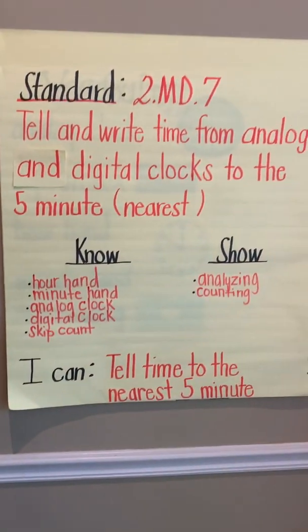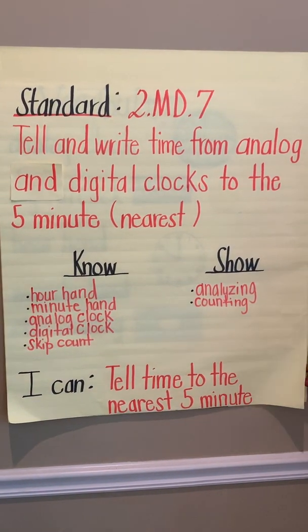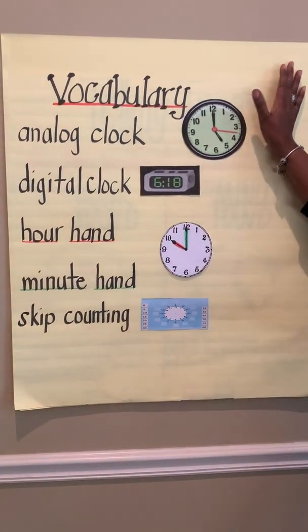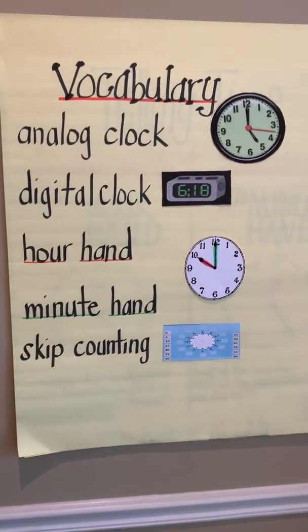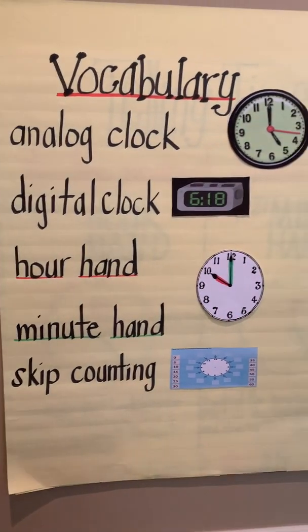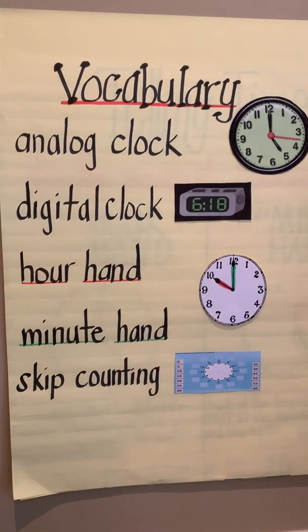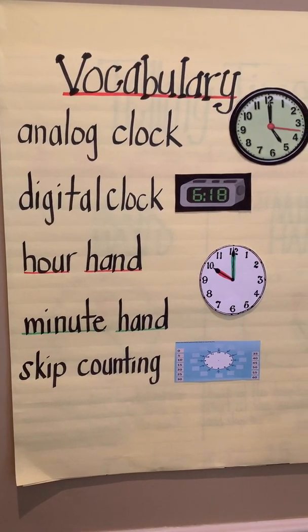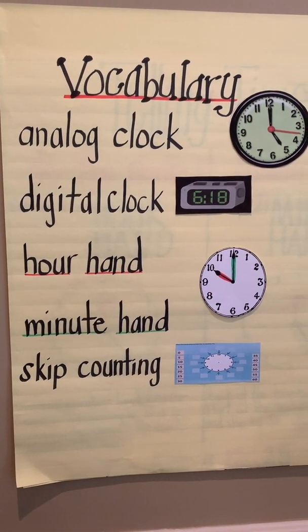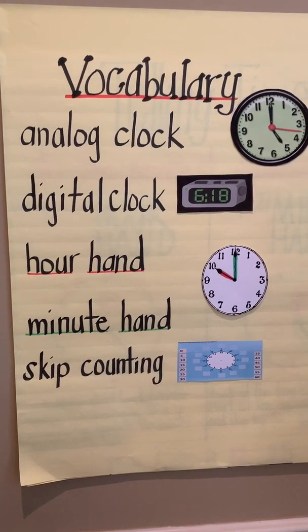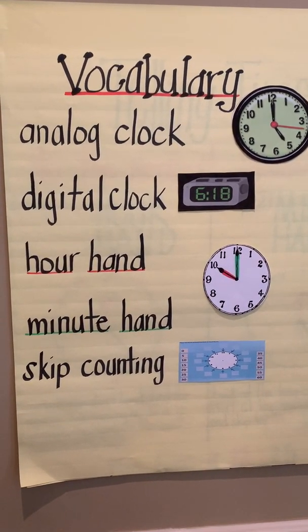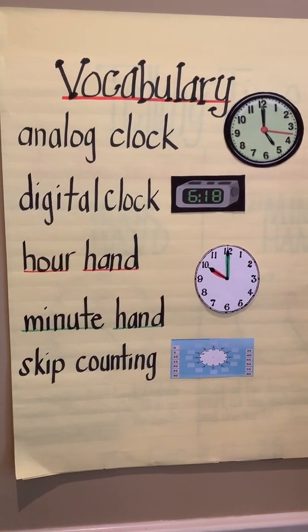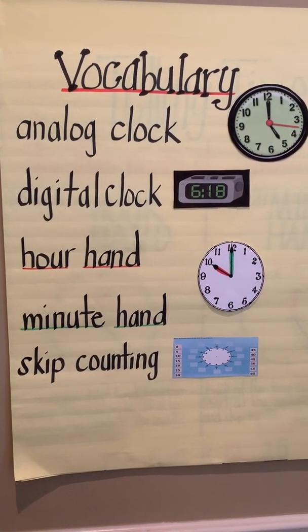Okay, excellent. So let's go ahead with the vocabulary that we have for this lesson. Okay, our vocabulary words, and you're going to repeat after me. Analog clock, digital clock, hour hand, minute hand, and skip counting.